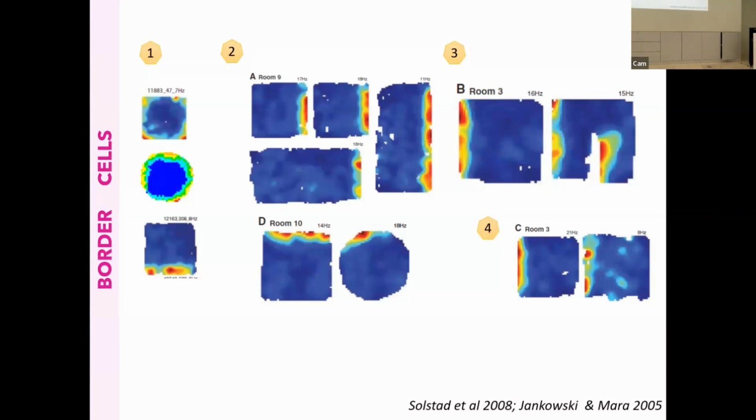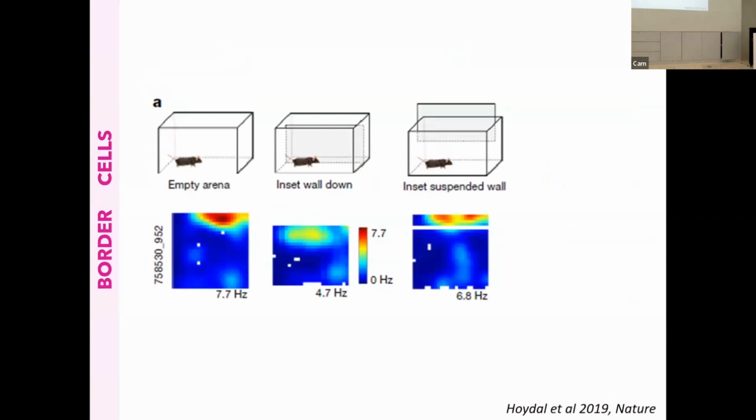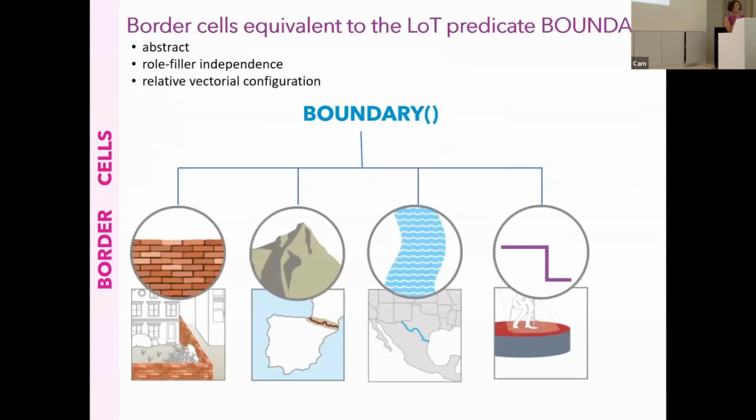So that's a very abstract notion, because it's not about protruding stuff. It's about what impedes movement. Right. So basically, you can see where I'm going, like I've done my job, right? I've basically argued that those border cells are equivalents to the human language of thought predicate boundary. And they are just as abstract as a human predicate boundary would be.